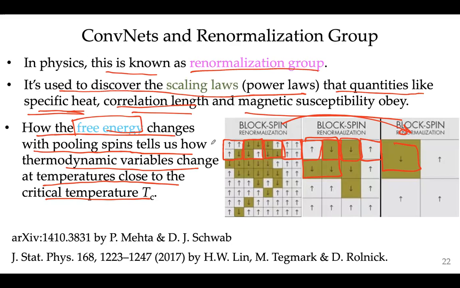This is an interesting subject. In physics, this is applied almost any field. You can find a renormalization group in condensed matter systems, in high energy like quantum field theory. So it's used in almost all fields of theoretical physics. You can read on this if you want. If you're interested, you can read the paper from Mehta and Schwab, or you can read one of the papers from Lin, Tegmark, and Rolnick.